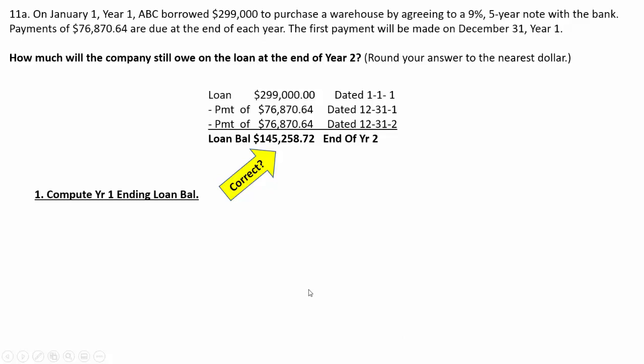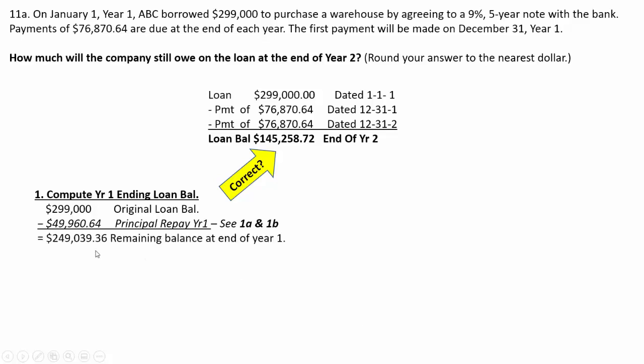So step one, compute year one ending loan balance. We start with the original loan amount, $299,000. We subtract off that $49,960.64 principal repayment of year one, and I'm going to make a calculation of that in just a minute. It's a two-step calculation. And that would give us a remaining principal balance at the end of year one of $249,039.36. That's at the end of year one.